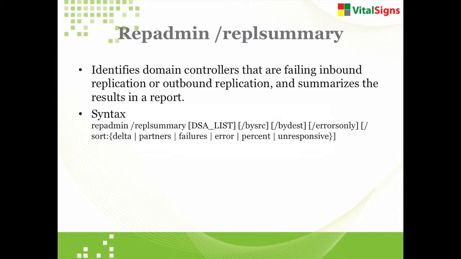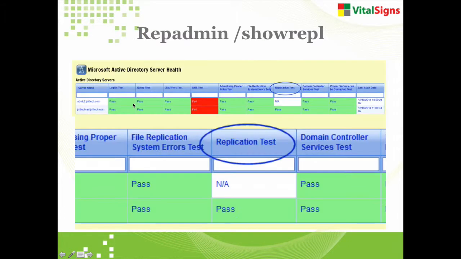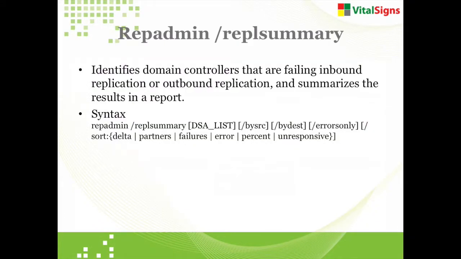There's another variation of this RepAdmin, which is the ReplicationSummary flag, and what this does is it identifies the domain controllers that are failing inbound replication or outbound replication and summarizes the results in a report. So what VitalSigns does in this case is we execute that command and we parse out the results and stick it into the dashboard.